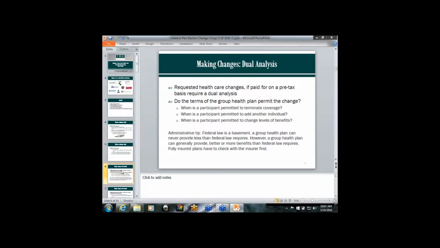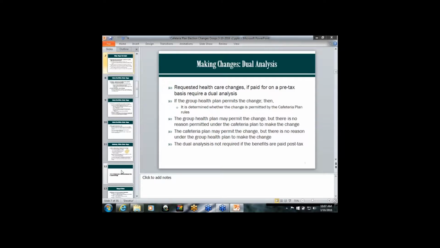So, continuing with our dual analysis, we've started it. Let's say that the group health plan does allow our employee to drop that high deductible health plan and go to the PPO. Now we have to look under our cafeteria plan, especially if it was paid on a pre-tax basis, to see if the rules under the cafeteria plan permit the change.